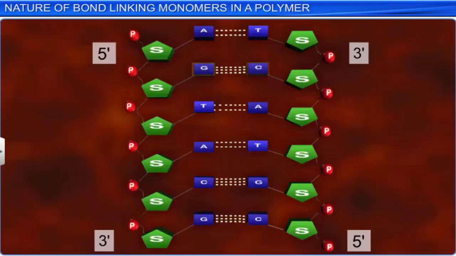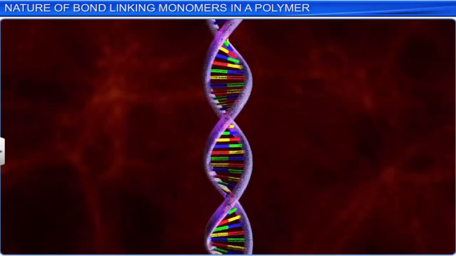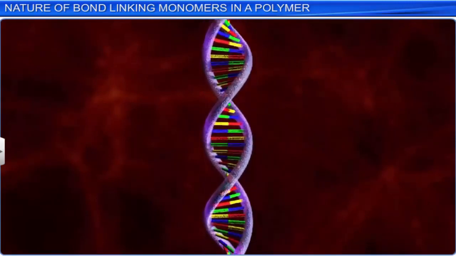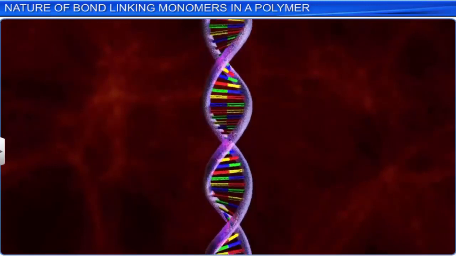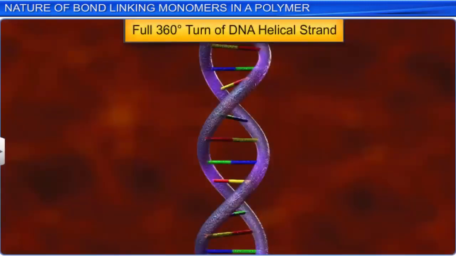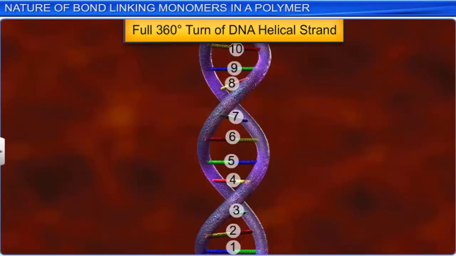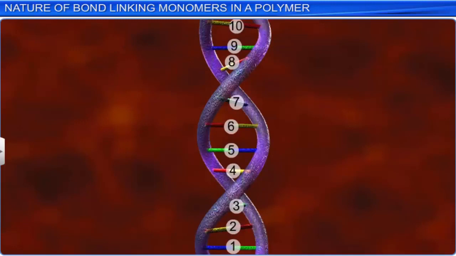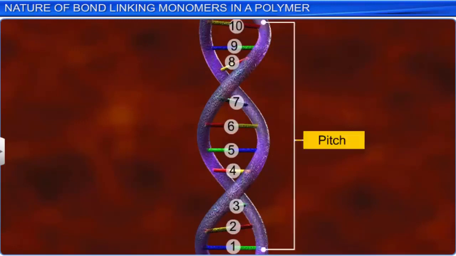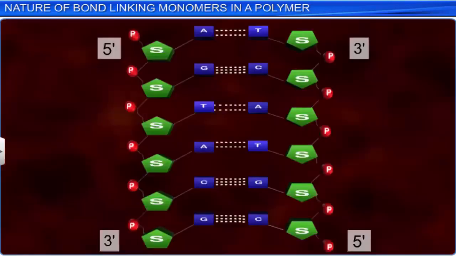Each strand appears like a helical staircase, and every step of ascent is represented by a pair of bases. One full 360-degree turn of the helical strand would involve 10 steps or 10 base pairs. In other words, there are 10 phosphate sugar groups in every full revolution of the DNA strand. The distance along the helix axis corresponding to one turn is known as pitch. In B-DNA, the pitch is 34 angstroms. The rise per base pair, or the distance between two base pairs, is 3.4 angstroms.